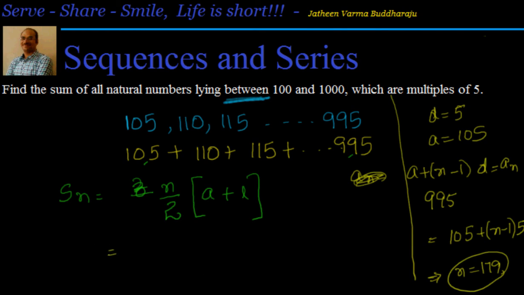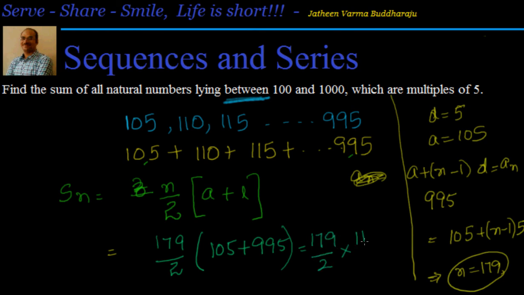Now we are pretty much fine. Since we know n, I can happily come back and substitute that and say 179 by 2 into a plus l, that is 105 plus 995. That's nothing but equal to 179 by 2 into 1100. That's nothing but 179 into 550. You can multiply that in calculator.